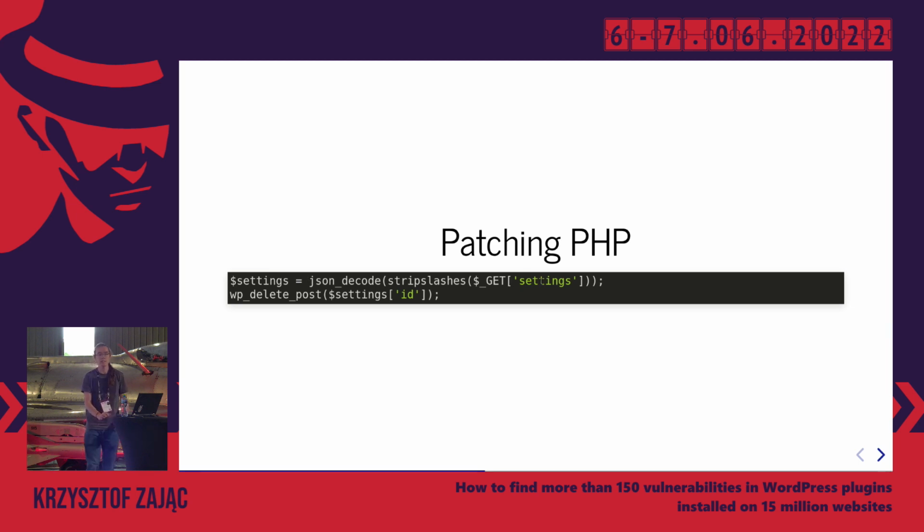So yeah, I was able to detect a situation like this. The settings parameter is decoded as JSON. I need to strip slashes because WordPress adds slashes before quotes. So I have to strip slashes, I decode this as JSON, and I delete post with the ID being extracted from this JSON. So to detect this type of vulnerabilities, I need to patch JSON decode.